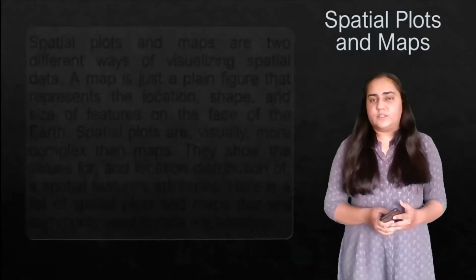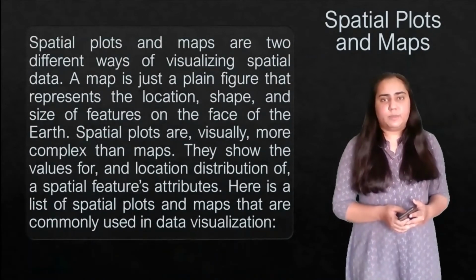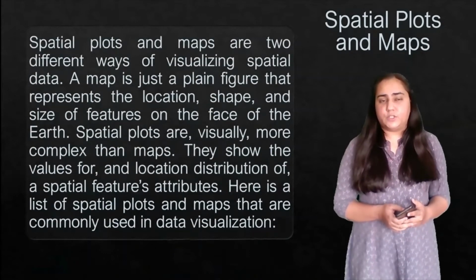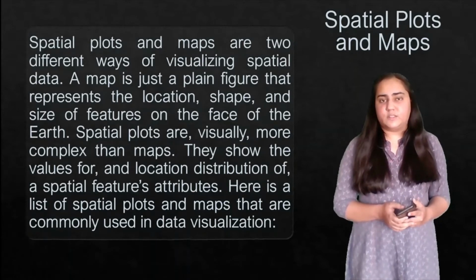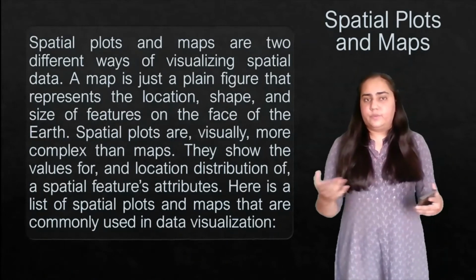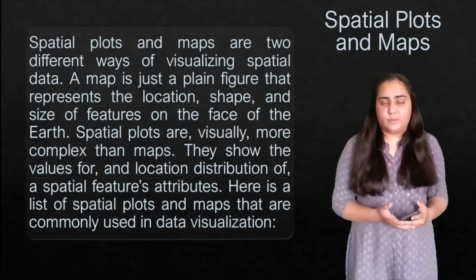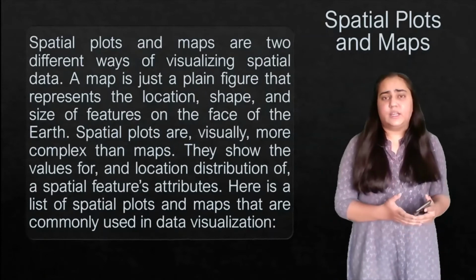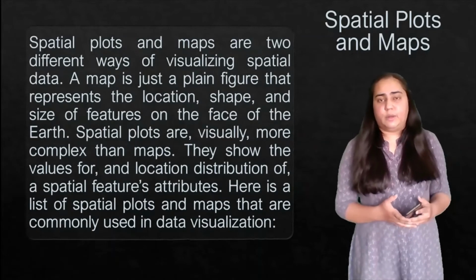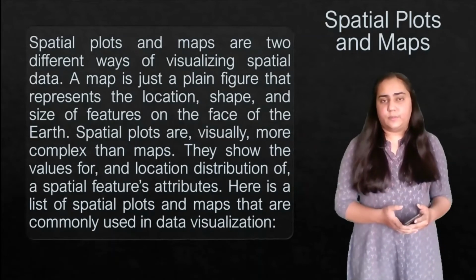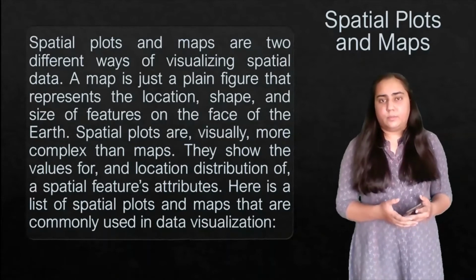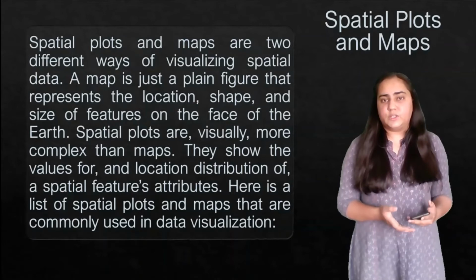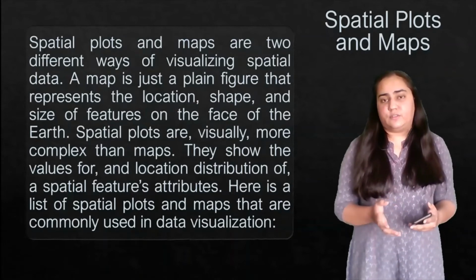Now we're going to look at spatial plots and maps. Spatial plots and maps are two different ways of visualizing spatial data. A map is just a plain figure that represents the location, shape, and size of features on the face of the Earth. So as the name suggests, spatial plots and maps are used mainly to show the location, size, and shape of different areas on the Earth. Spatial plots are visually more complex than maps.